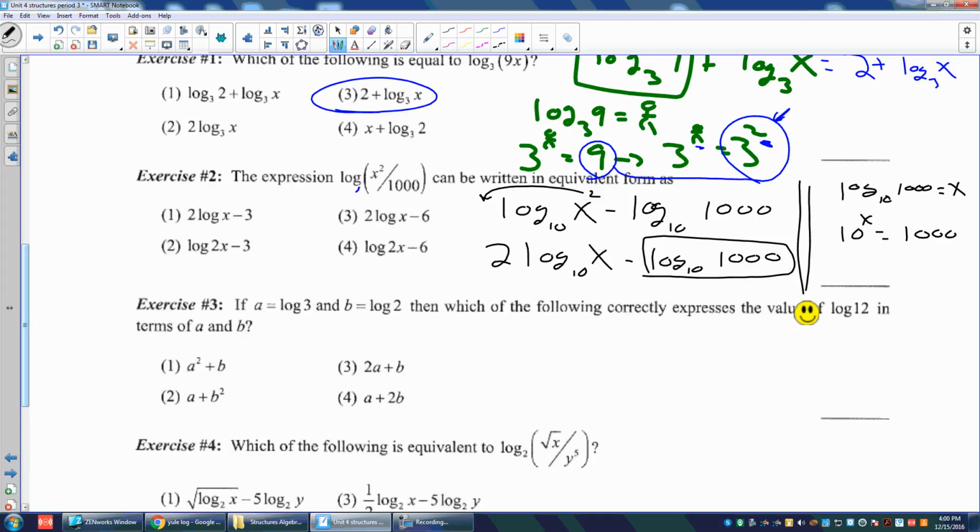Let me see. This is 10 cubed equals 10 to the x. We have a common base, or we could use the exponent rule. X is 3. So 2 log base 10 of x minus 3. Choice number 1.